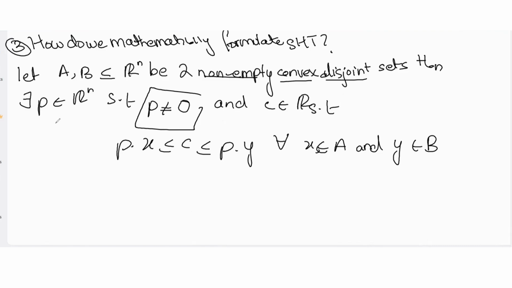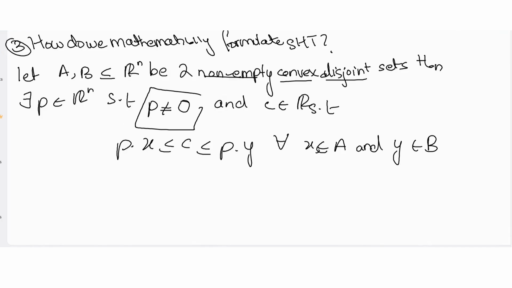If that is true, then it says there exists a P that belongs to Rn such that P is not equal to 0. It's important it's a non-zero P, and C belongs to R such that we have these two. And here what we're talking about is a dot product between P and X. P dot X is a dot product of the vector P and X. And here this is also the dot product.